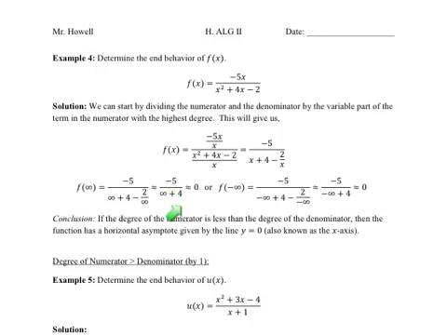But the 4 really has no significance. So in this case, again, we get a number over infinity, which is approximately 0. And the same thing occurs here. So as a conclusion, if the degree of the numerator is less than the degree of the denominator, then the function has a horizontal asymptote given by the line y equals 0, also known as the x-axis.